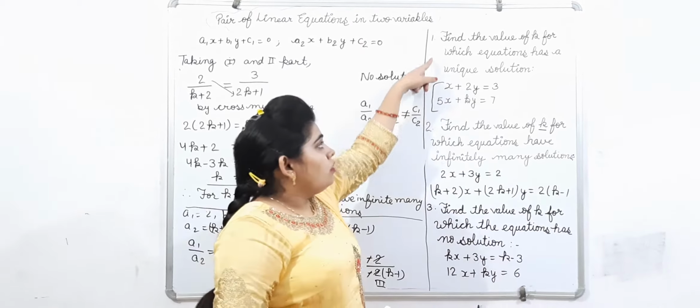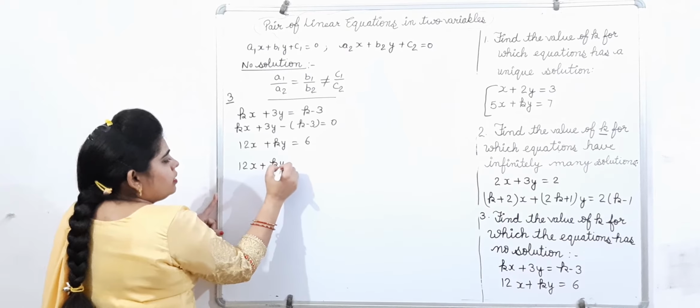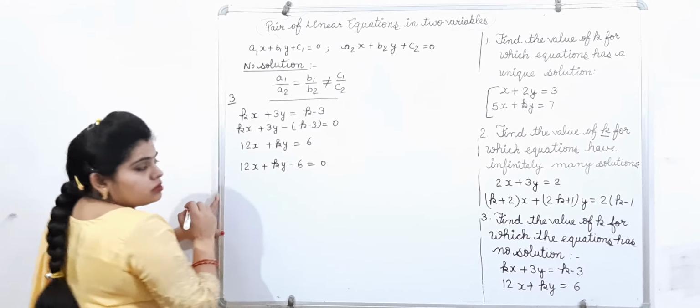What is given? Third question: kx plus 3y is equal to k minus 3 and 12x plus ky is equal to 6. First of all, rearrange these equations. kx plus 3y minus (k minus 3) is equal to 0, and 12x plus ky minus 6 is equal to 0.